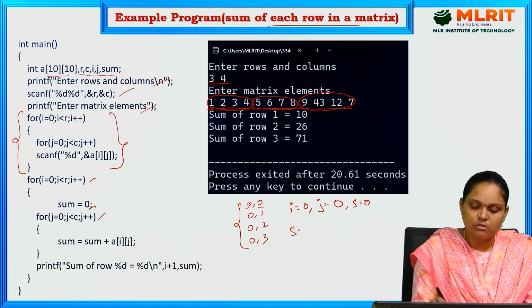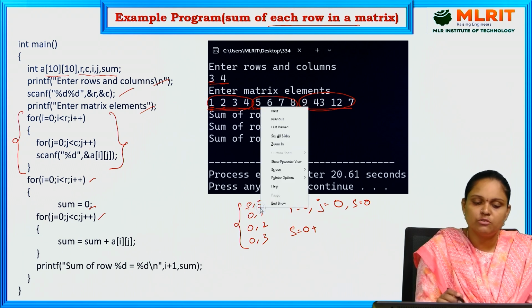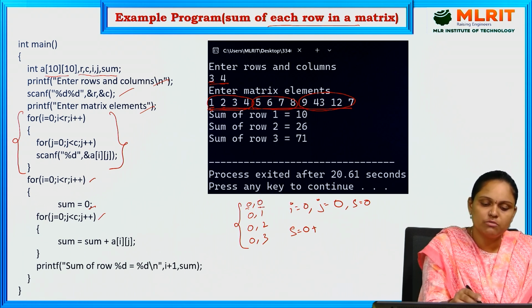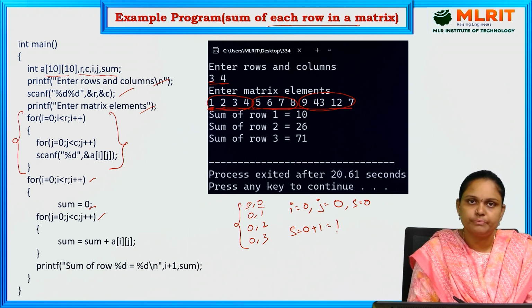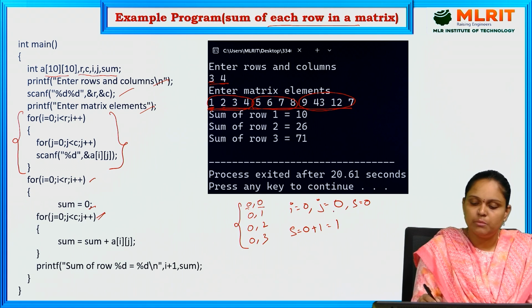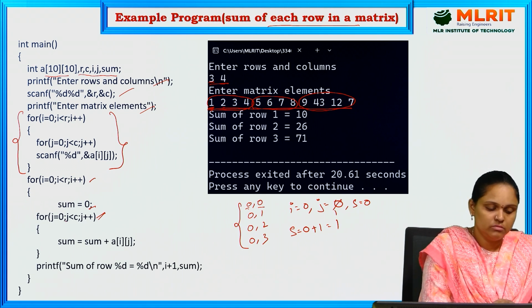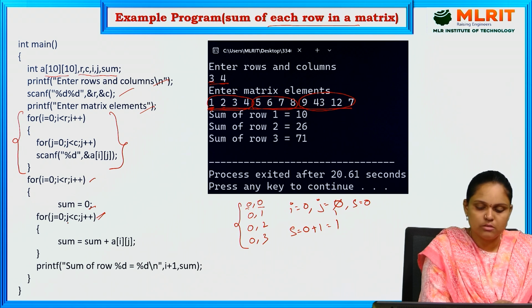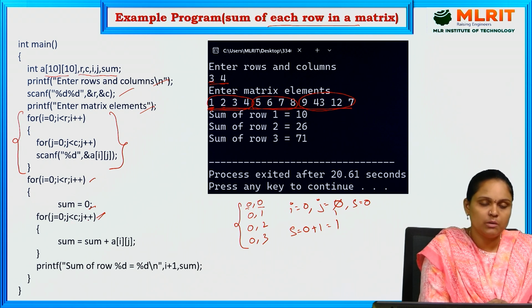Initially the sum value is 0 and the ij value is 0,0. In the 0,0 index we have the value 1. So 0 plus 1 equals 1. Next the j value gets incremented, j equals 1. Now we check the condition again: 0 less than the c value, which is 4. With j incremented to 1, 1 is less than 4, the condition is true.